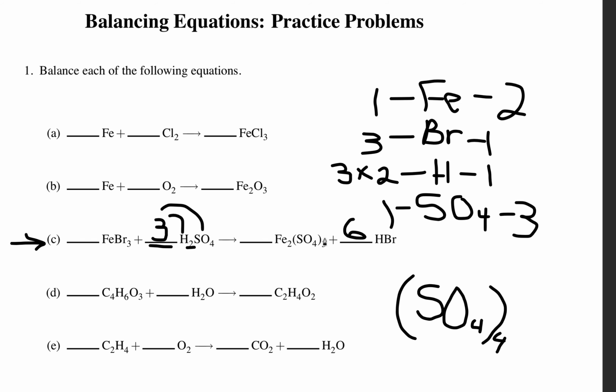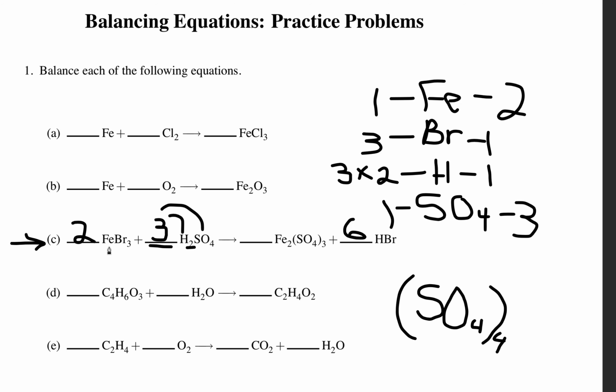Now it's time to balance everything else. So it looks like I have 6 bromine right here because this 6 will distribute to the hydrogen and the bromine. So now I need 6 bromine atoms over here. Right now I only have 3, so I'm going to put a 2 right here. All right. So looking at my equation right now, I'm going to recheck to see if my equation is balanced. And if it is, I can be done.